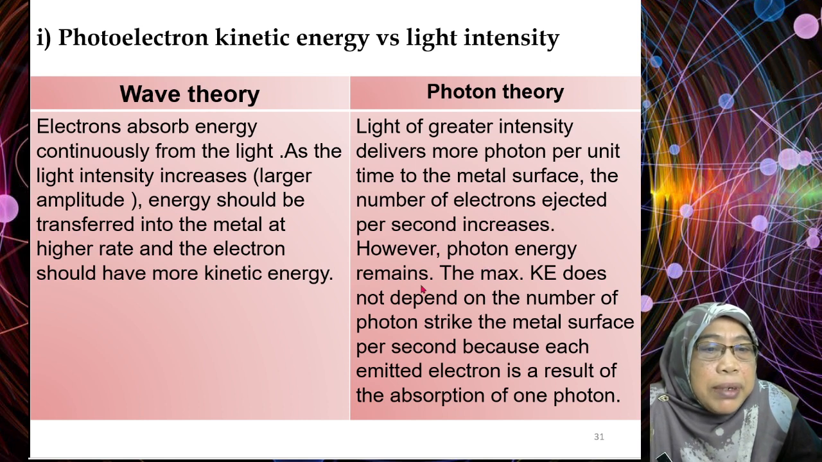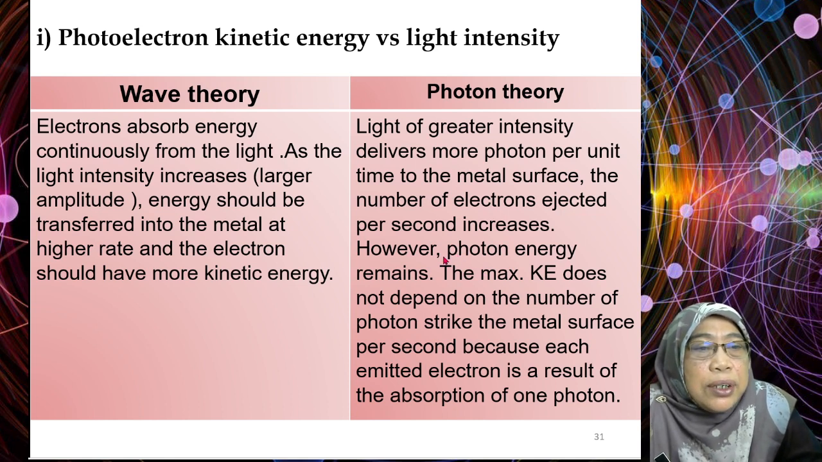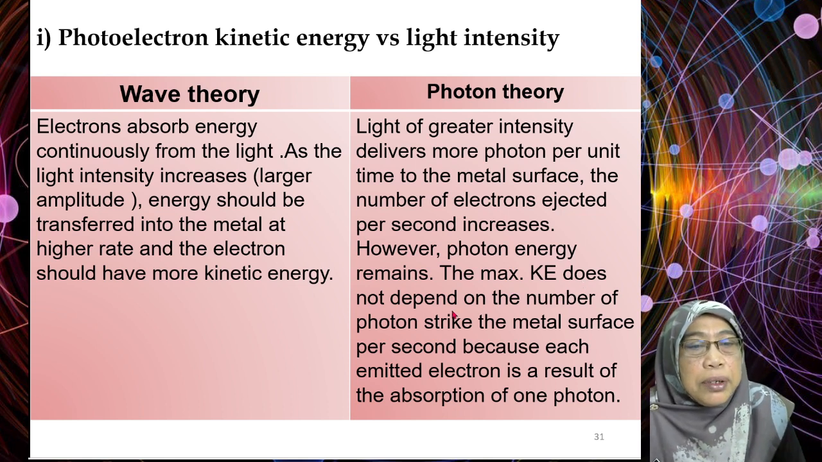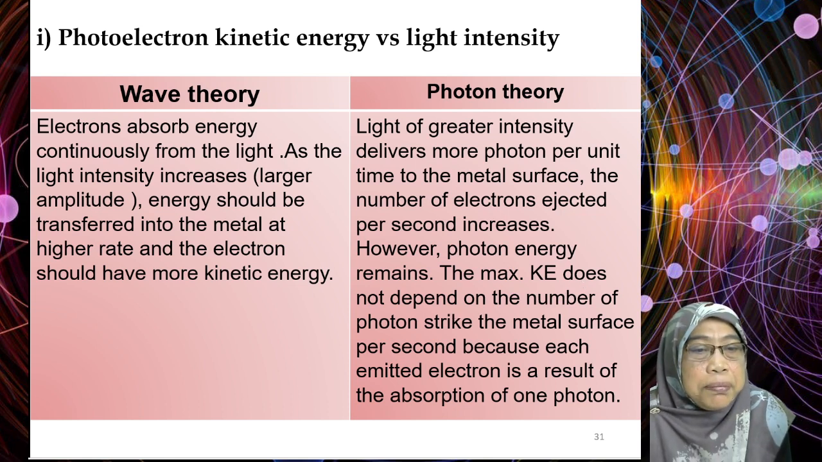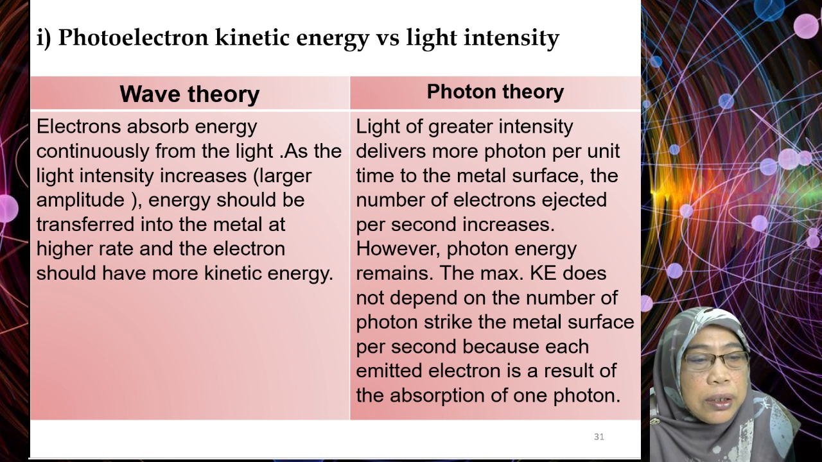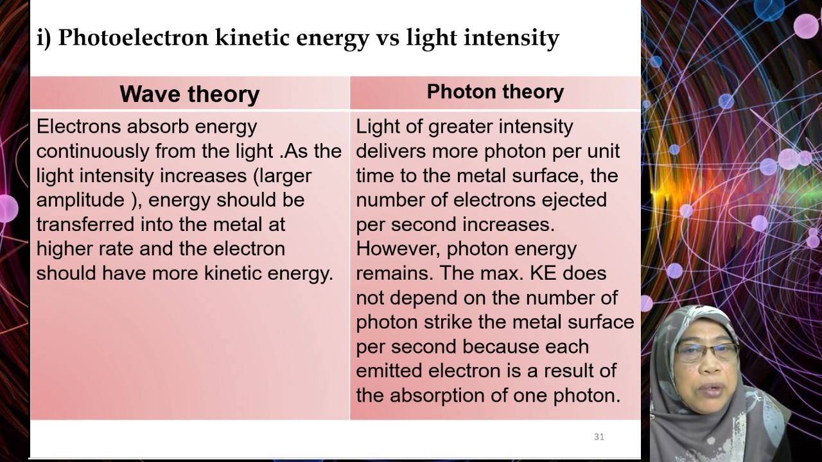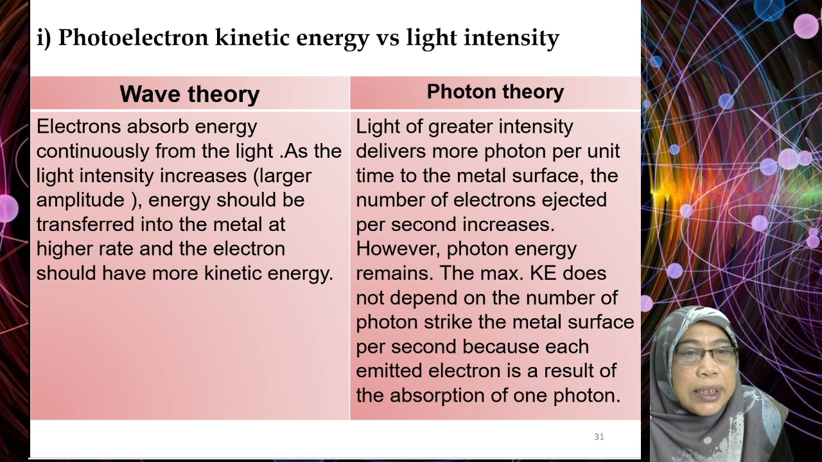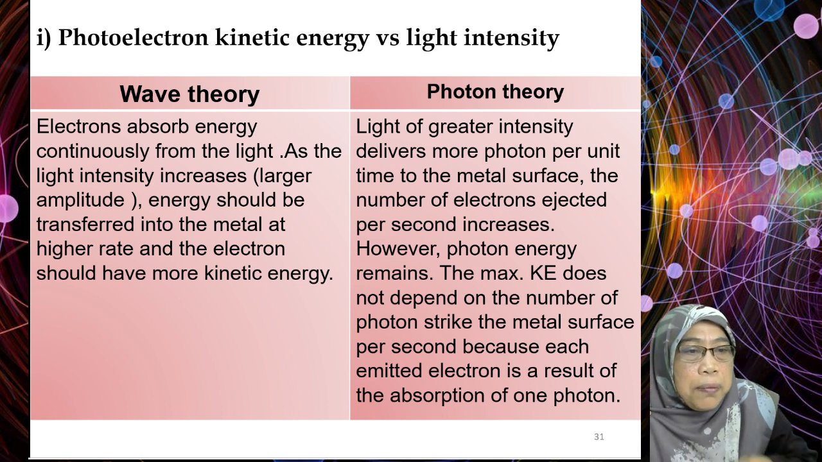However, the photon energy remains. Remember that photon energy is equal to hf, Planck's constant times the frequency of the light. So the maximum kinetic energy does not depend on the number of photons hitting the metal surface per second, because each emitted electron is a result of the absorption of one photon. So in terms of energy, the intensity of the light doesn't count. When you have more intensity, the energy still remains.